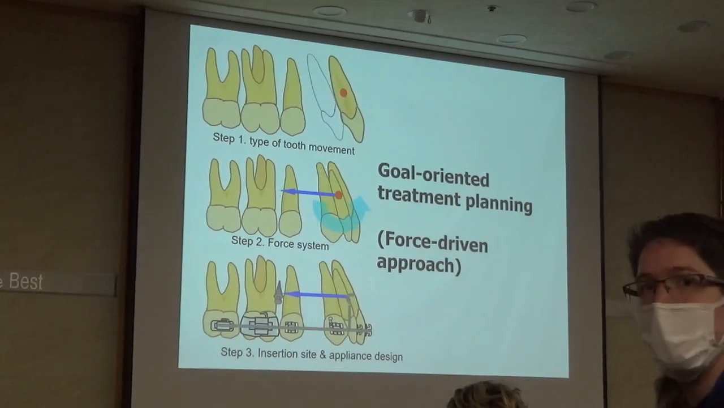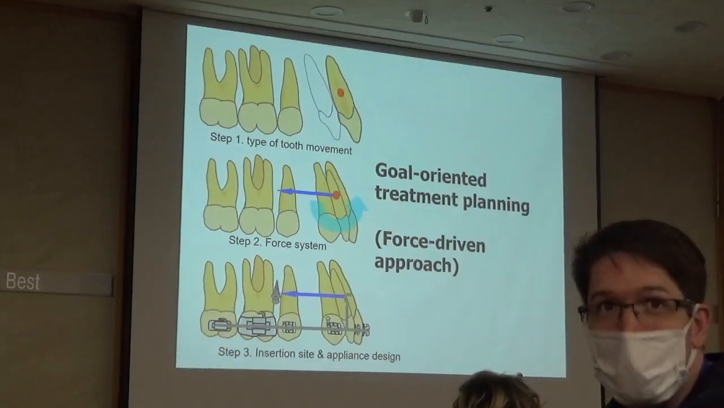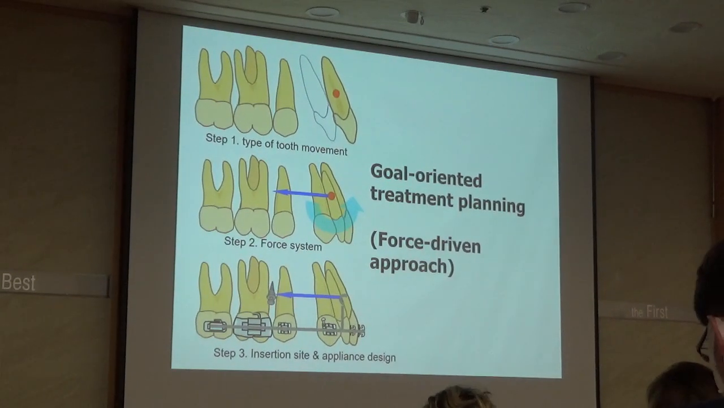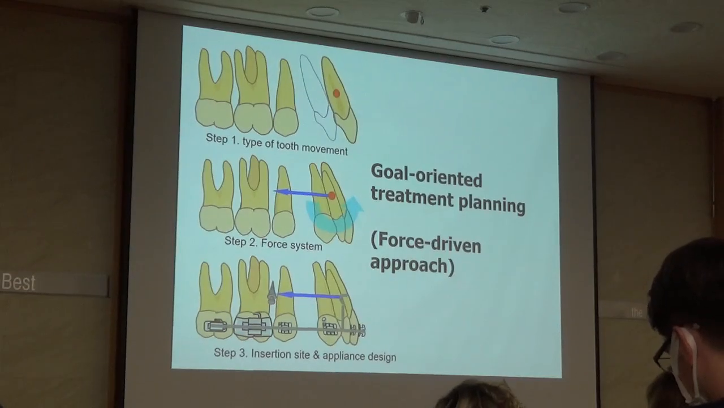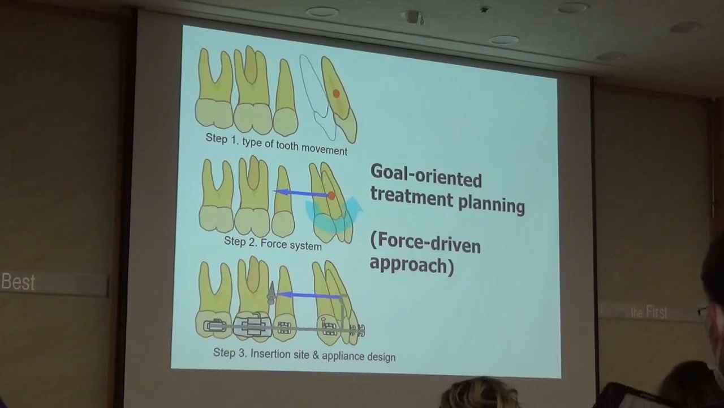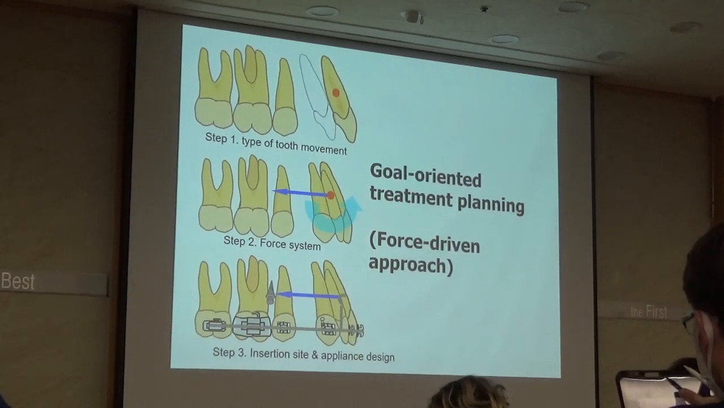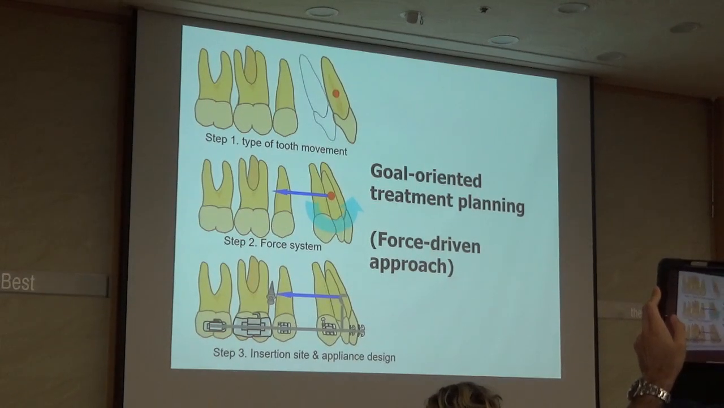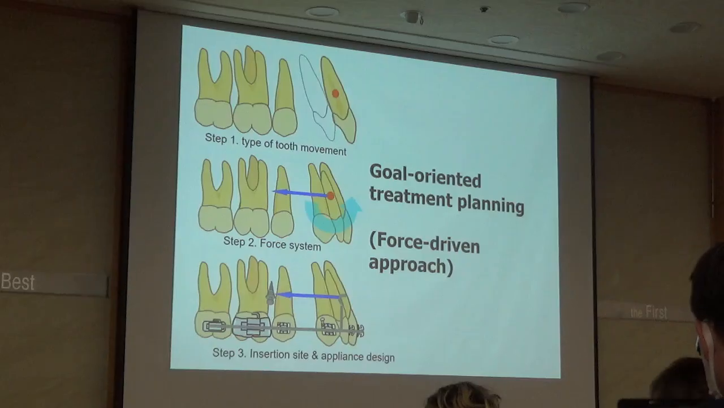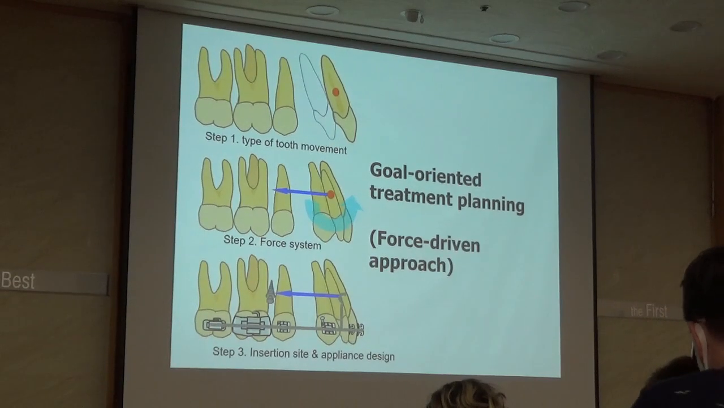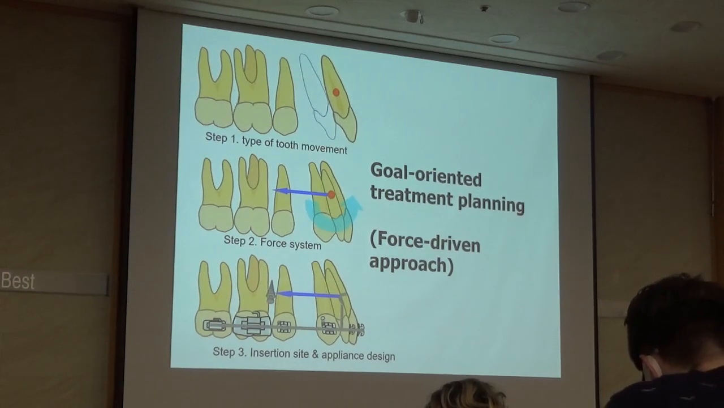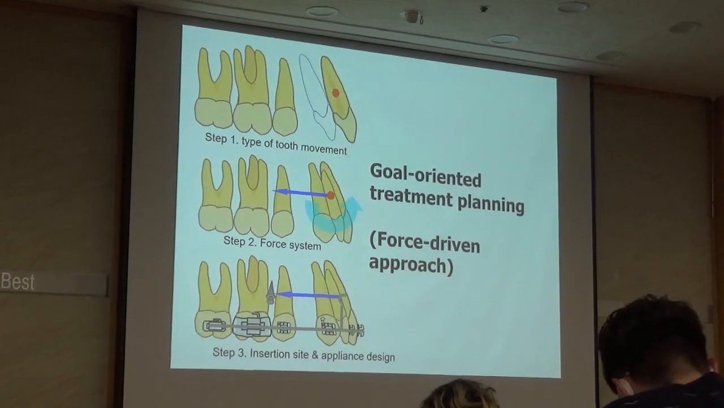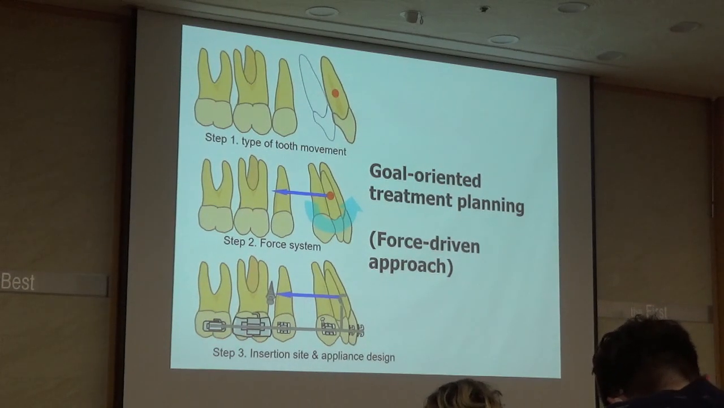The goal-oriented treatment planning. This is an extension of what we discussed. Goal-oriented treatment planning. What is the treatment goal? What I mean by treatment goal is not necessarily about harmonious occlusion, balanced occlusion, beautiful smile, good occlusion. No, there's no such a thing as balanced occlusion.